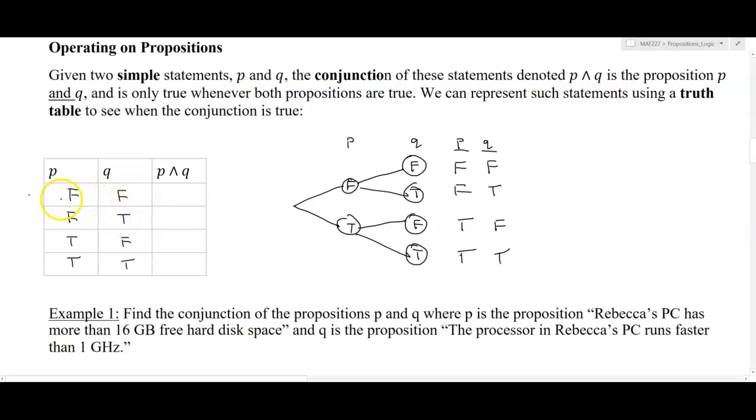So in other words, if P and Q are both false, then the statement P and Q will be false. If any one of these is false, P and Q will be false. An and is only true when both of the simple statements are true surrounding it. So that is the key situation here, that an and statement is only true when both of the propositions are true as well.